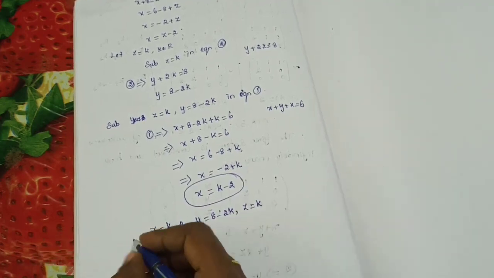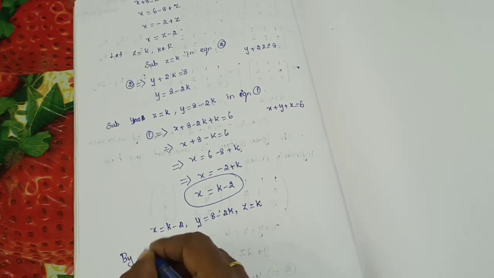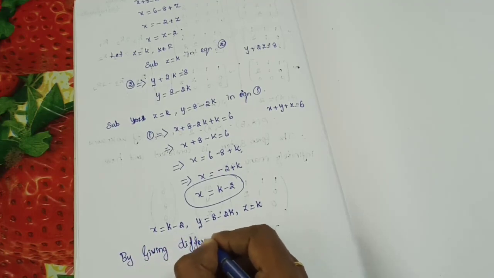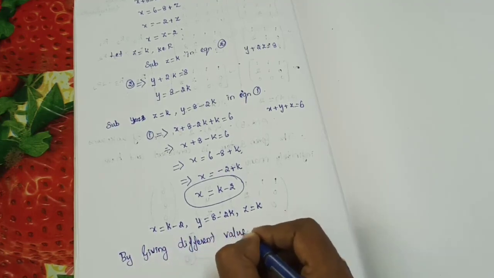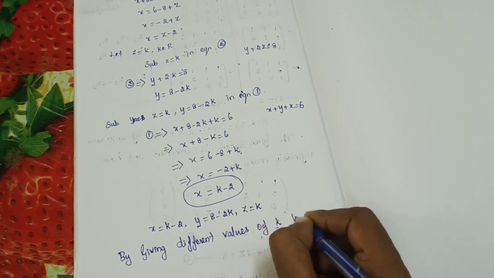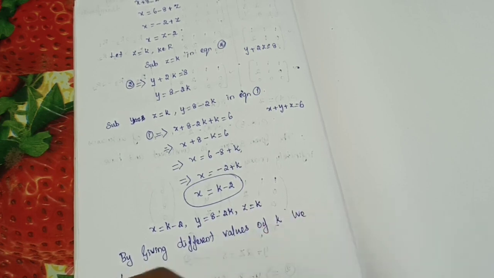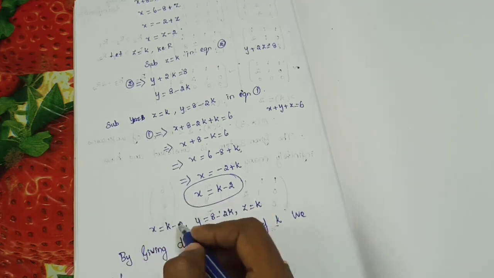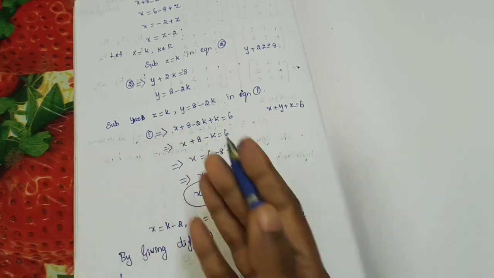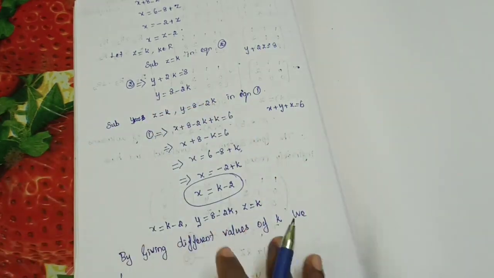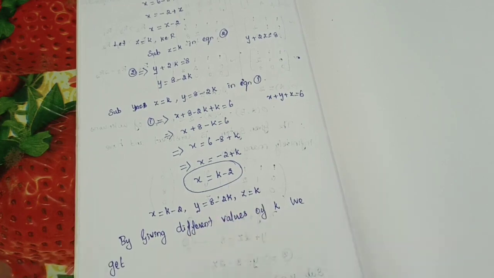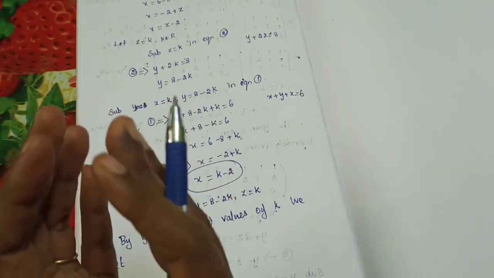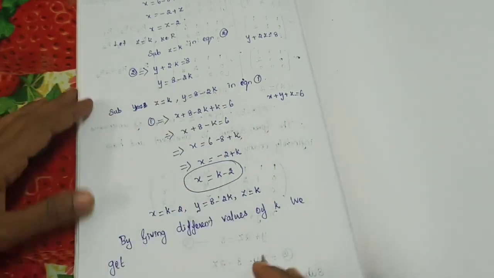And how you will conclude the answer? So by giving different values of k, we get different solution. That's the meaning. That I said, is it right? If I am giving k is equal to 2, I will get x as 0. If I am giving k equal to 1, I will get another solution. If I am giving k equal to minus 1, another solution. So whatever the different values, if we are giving for k, we will get different solutions. So we are saying this is consistent and thus infinitely many solutions.